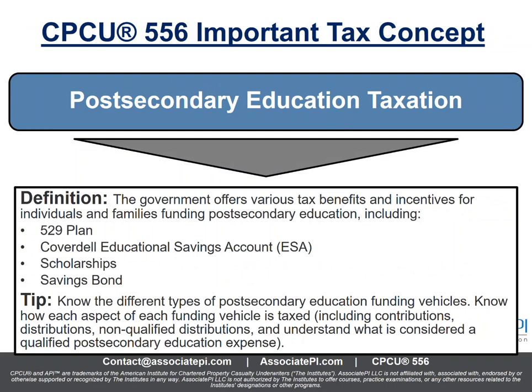And lastly, we're looking at post-secondary education. Again, important topic. You have to know these plans and know how they are taxed. So again, know the 529 plan, ESA plan, scholarships, and savings bonds. So know all of the different post-secondary education funding vehicles, know how every aspect is taxed, so contributions, distributions, and understand what is considered a qualified post-secondary education expense, because if the withdrawals from these investment accounts are used to pay for qualified post-secondary education expenses, it can be withdrawn tax-free, but you have to know what is considered a qualified expense for each of these plans because it differs for each plan.